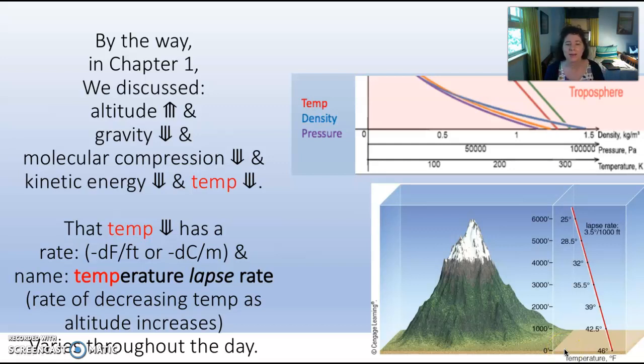We said that as gravity decreases with altitude, that means that the compression on the molecules in the parcel decreases. That means the kinetic energy of the molecules in the parcel decreases. And since temperature is a measure of energy, that decreases as well. That temperature decrease corresponding with altitude has a rate. It can decrease by a number of degrees per feet or per meter. And that temperature decrease by altitude has a name. It's called temperature lapse rate.